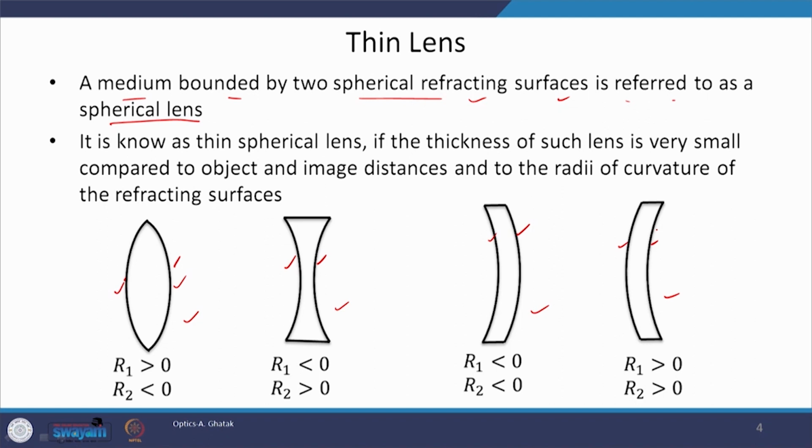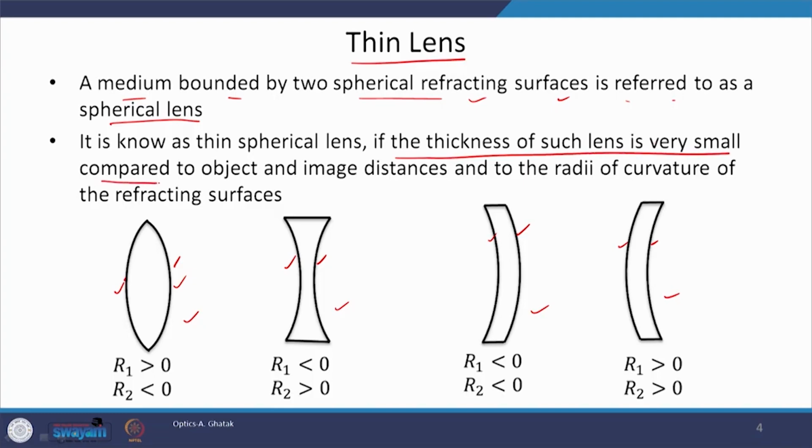Now, the topic is thin lens. When to call a lens thin? The word thin is a relative word, and therefore, to say something thin or thick, we must have a reference thickness. We must compare it with something standard. The definition of thinness here is that if the thickness of a lens is very small compared to the object and image distances and to the radii of curvature of the refracting surfaces, then only a lens is said to be a thin lens.